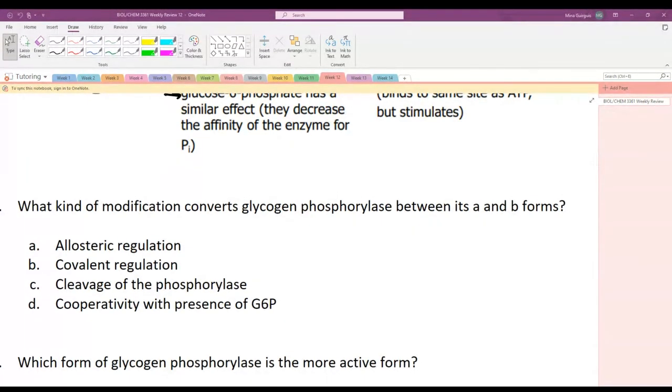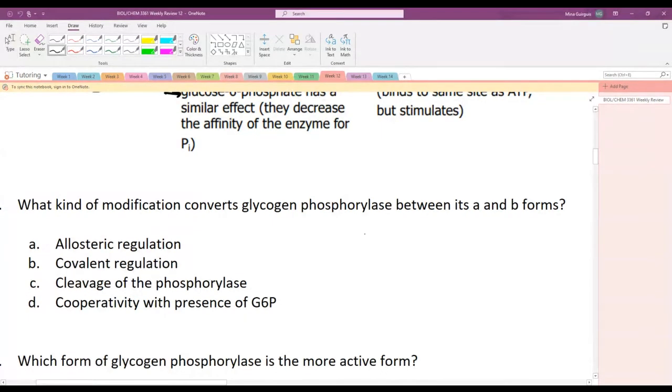But the key here is that the conformational change induced by the conversion between A and B makes one of them persistently active and one of them sensitive to allosteric regulation and therefore less active. And the only difference between them is phosphorylation.